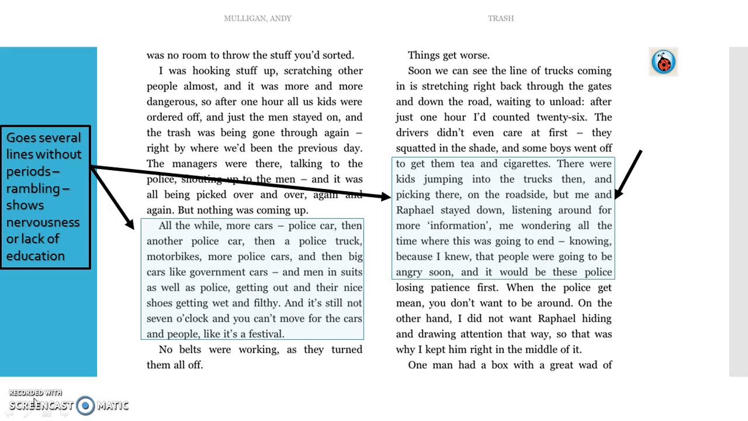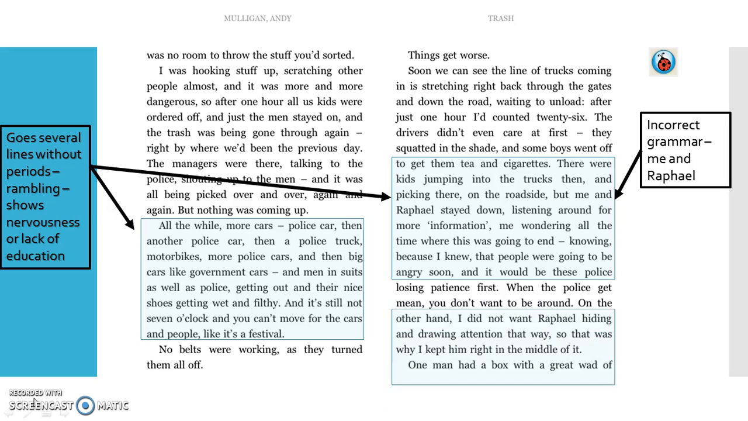This example over here in the second column also points to this idea of incorrect grammar usage. You'll notice that our character mentions me and Raphael. Well, you know that when we're referring to ourselves, we should always say Raphael and I, put the other person first. So there's some grammar mistakes there, pinpointing maybe a lack of education.